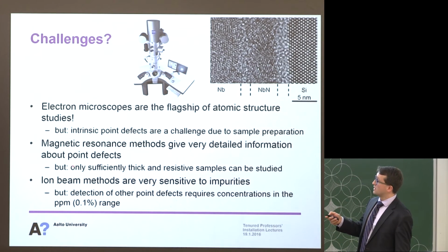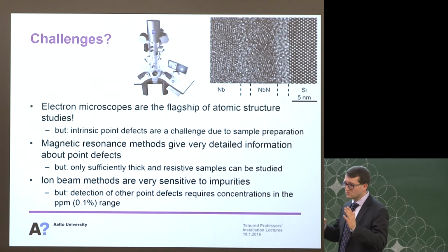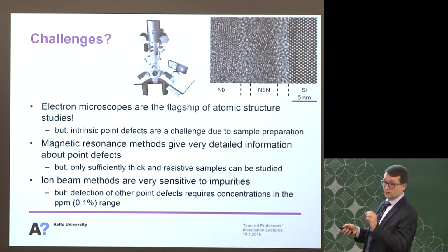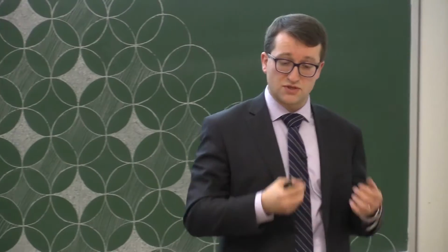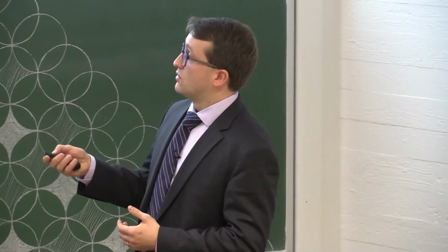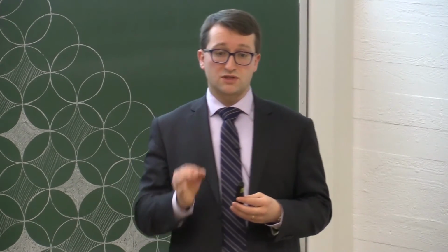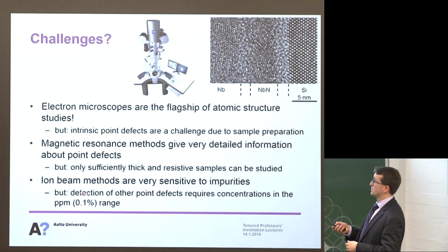Then you have other methods like the magnetic resonance methods I mentioned, but they have all sorts of limitations on what sort of samples you can measure, although they give very detailed information about the point defects that we were missing in this kind of experiment. But you have to have sufficiently thick samples or sufficiently resistive samples, or enough of these defects to find them. You can think of ion beam methods that are very sensitive to impurities, meaning wrong or improper atoms in the lattice. But again, it requires high concentrations.